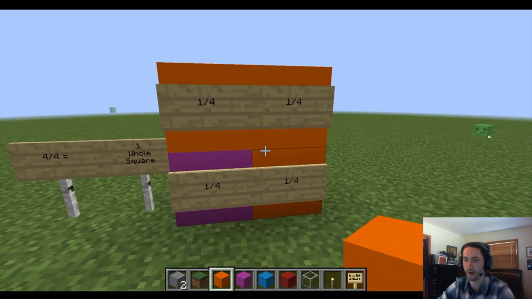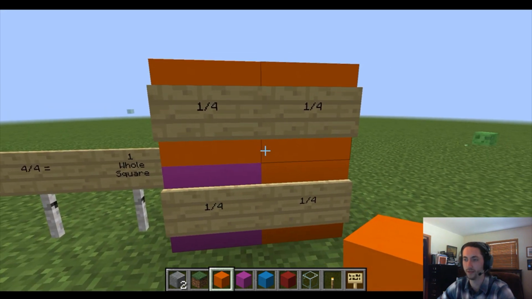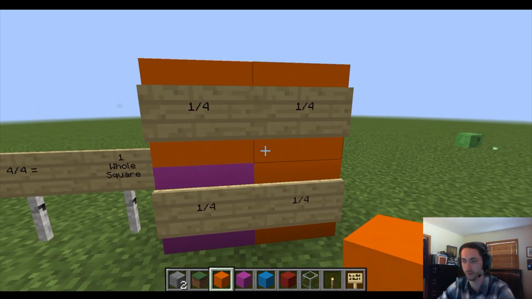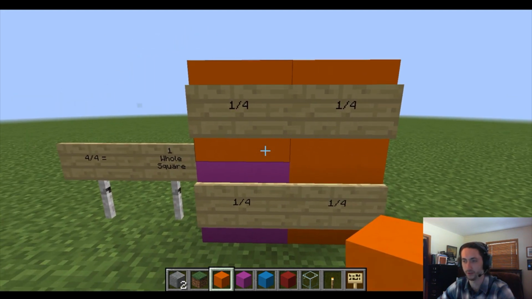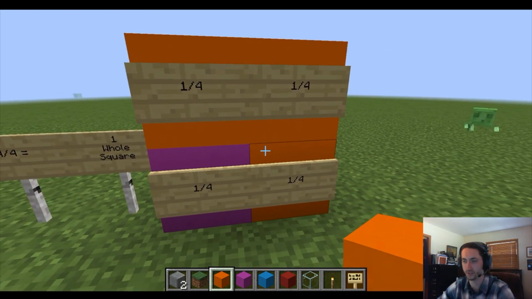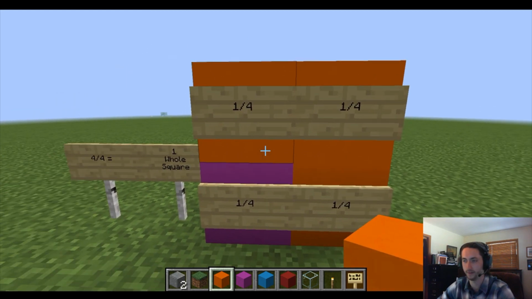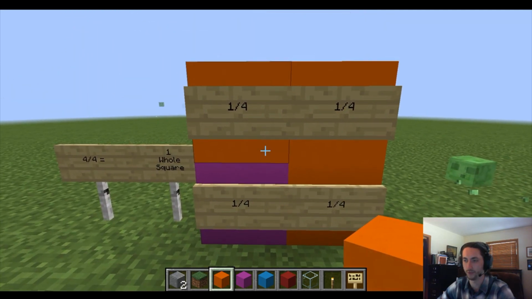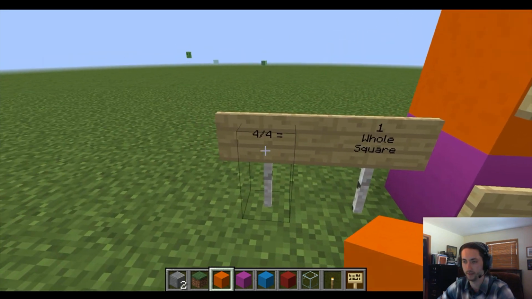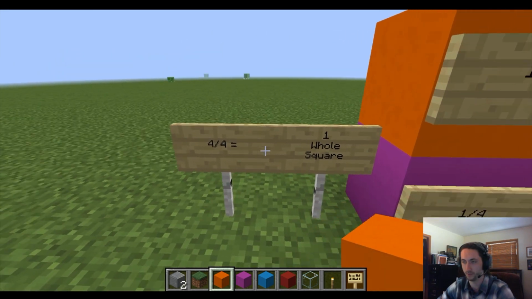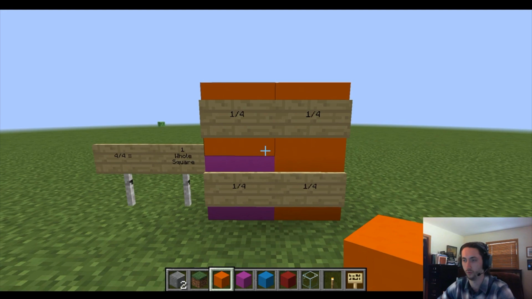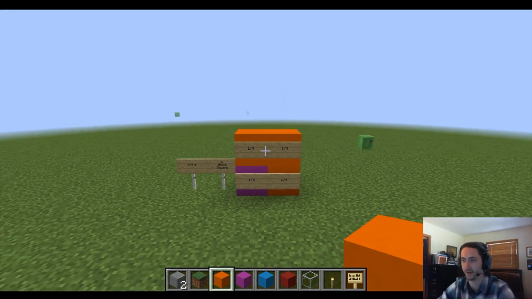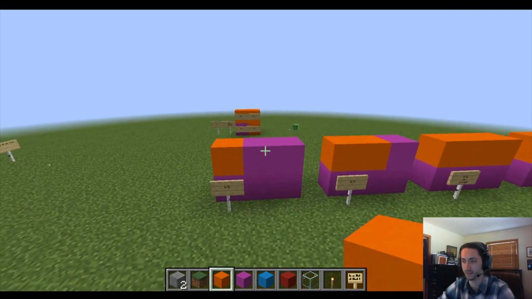Now, if I asked what fraction of this square is orange, you guys should be able to say, look at this. There's 1/4, there's 2/4, 1, 2, and there's 3/4, 1, 2, 3. So 3/4 of this square is orange. And if you add them all up, you have 1, 2, 3, 4/4, just like it says here, 4/4, which is equal to 1 whole square. Check it out. Minecraft has a lot of fractions.